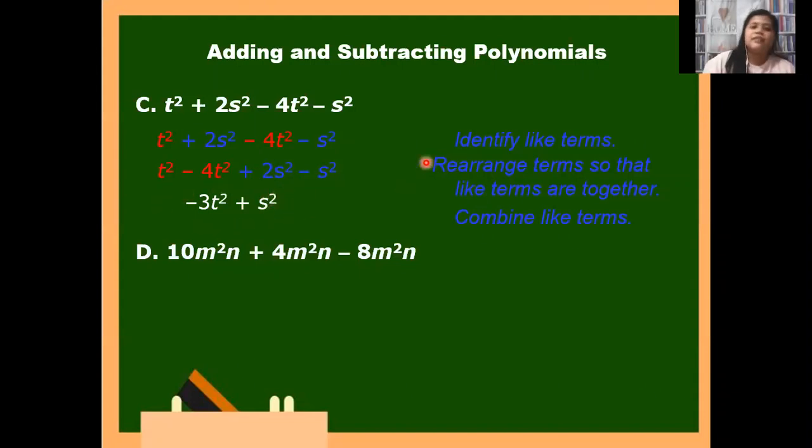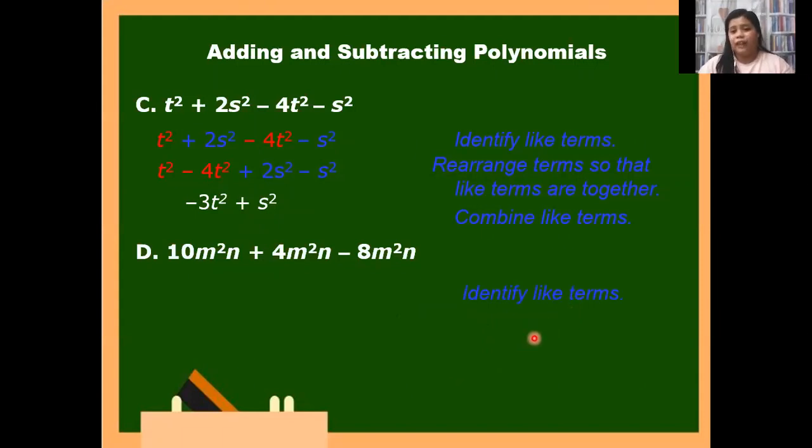So again, let's proceed to our example letter D, which is 10m squared n plus 4m squared n minus 8m squared n. Again, the first step that we have to do in adding and subtracting polynomials is to identify like terms.